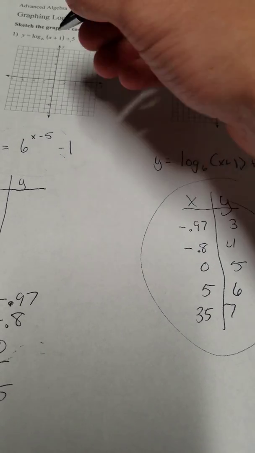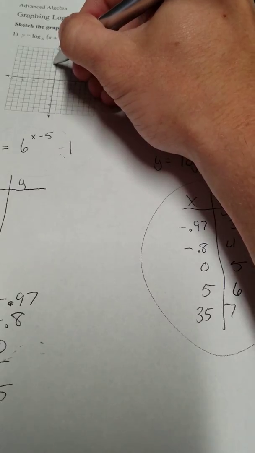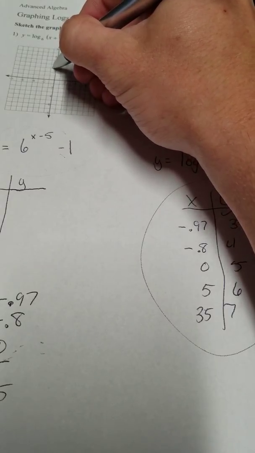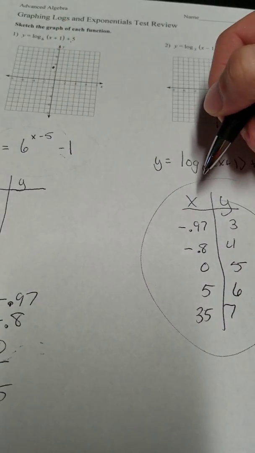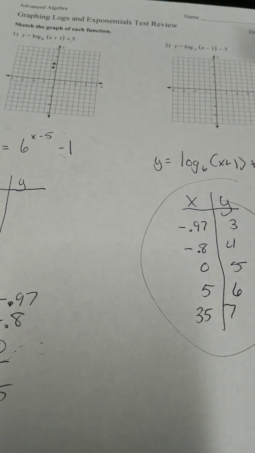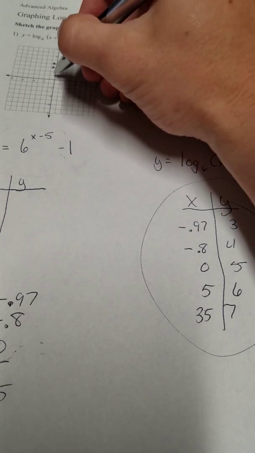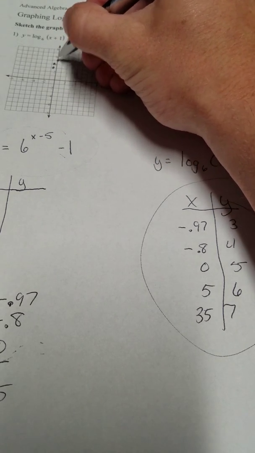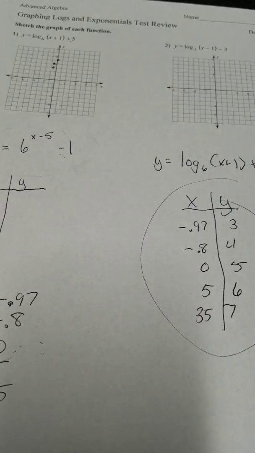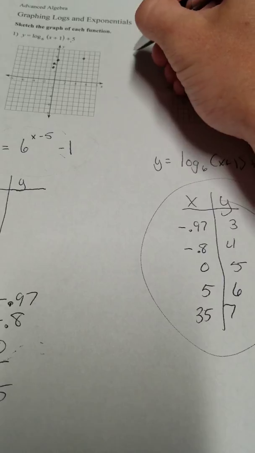Now, let's look at this. So -0.97 is at 3, -0.8 is at 4, 0 is at 5, 5 is at 6, and then we have one way over here.